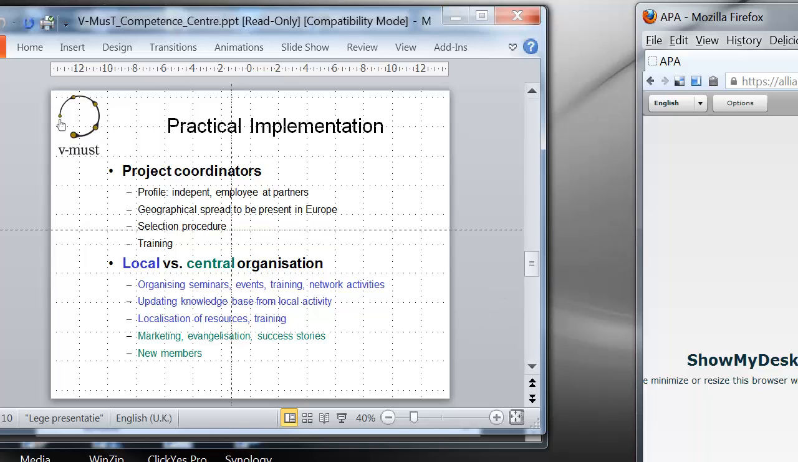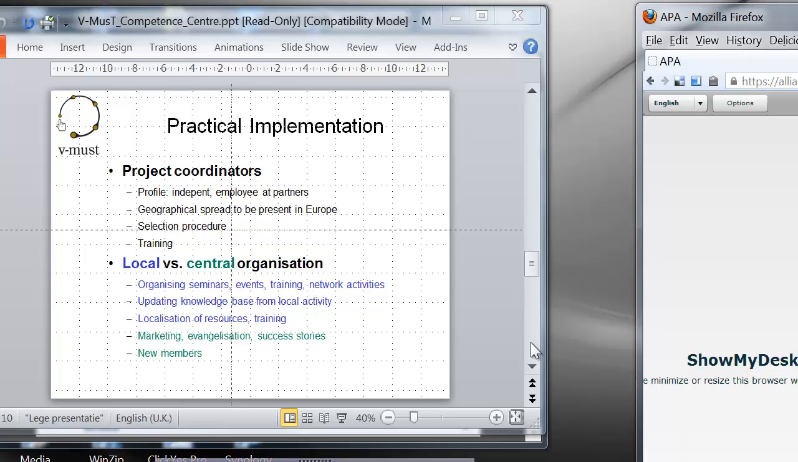The way we implement that is, in fact, a two-track implementation, because we need, on one hand, local presence, and on the other hand, we need also central services. Locally, we also want to do not only realizing projects, implementing projects, but also doing seminars, training events, network activities. Make sure that we know what is going on locally so that I can update the knowledge base from local activity. If there is a successful project somewhere, we want to know that. If it is successful technology used somewhere, we want to have that in our knowledge base. And of course, if we train, we want to do that also in the local language. So we want to localize a lot of the resources that we have. The resources are texts, videos, training sessions, and so on.